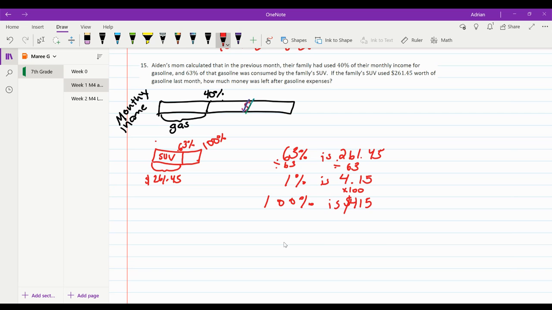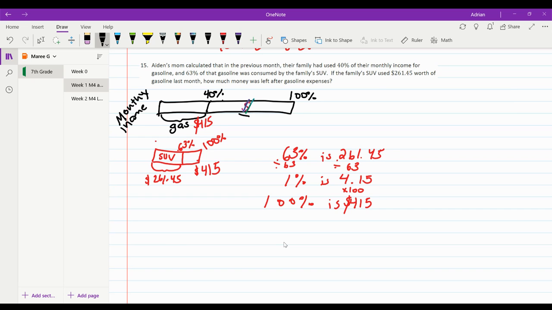So Aiden's mom spent $415 on gas. So that means on her monthly income, her gas was $415. That is only 40%. Now we need to figure out her monthly income, which was 100%. We need to figure out this whole thing and take away the gas because we only want what is left over. And what is left over is the 60% here.